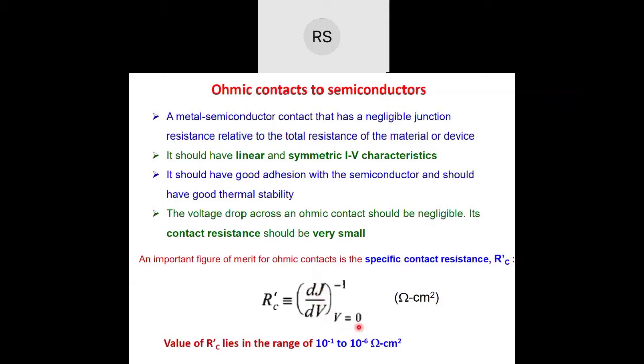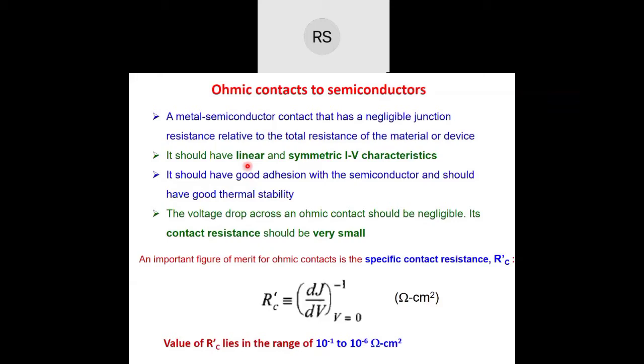So you plot the IV or JV characteristic, take its slope, and its reciprocal is the specific contact resistance. Remember, J is the current density, and you have to take this at V equal to 0, and its unit is ohm centimeter square. Another important thing about R_C dash is this: if you want to define what is a good ohmic contact and what is not so good, how do you say that? First, look at the IV characteristic.